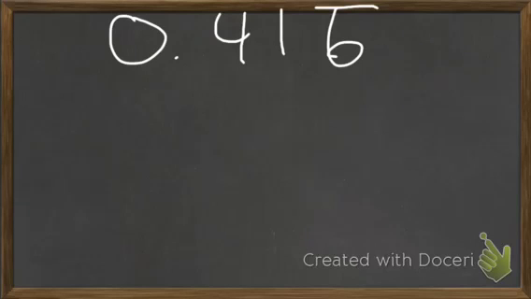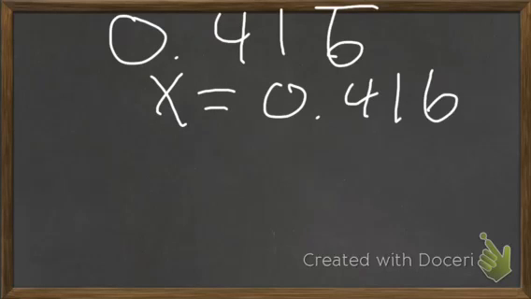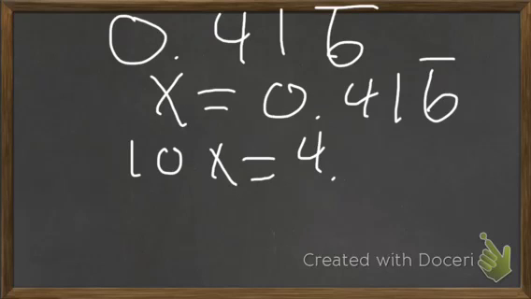In this last example, we have 0.416 repeating. Notice that my repeating sign is just over my 6, so my 41 does not repeat. So let's set up an equation here. X equals 0.416 repeating. Since 6 is just repeating once, we're again going to multiply both sides by 10 to the first power. So when we do that, we will have 10x equals 4.1666 and so on.